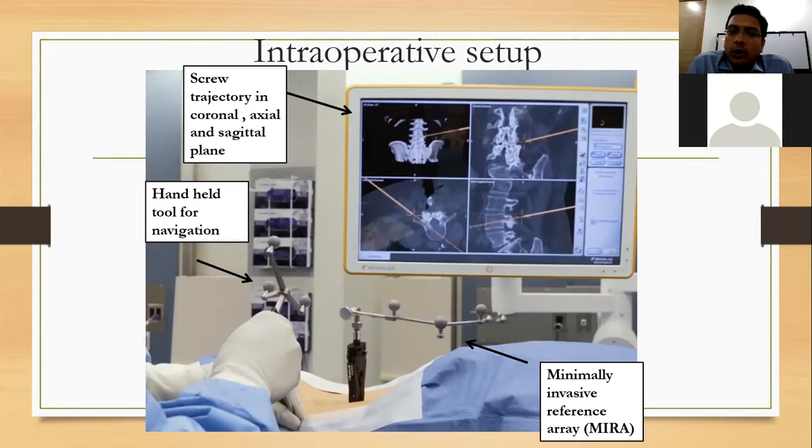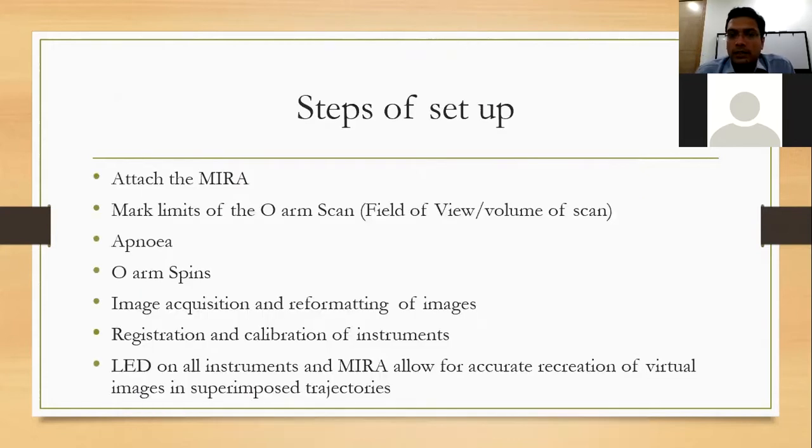And on the screen, what you get is a virtual display of how the implants are being placed and what is the trajectory of the screw that is being put. So once the steps of the setup include that once the patient is positioned and under anesthesia, the first thing we do is to attach the minimal reference array, or the MIRA, onto a bony landmark.